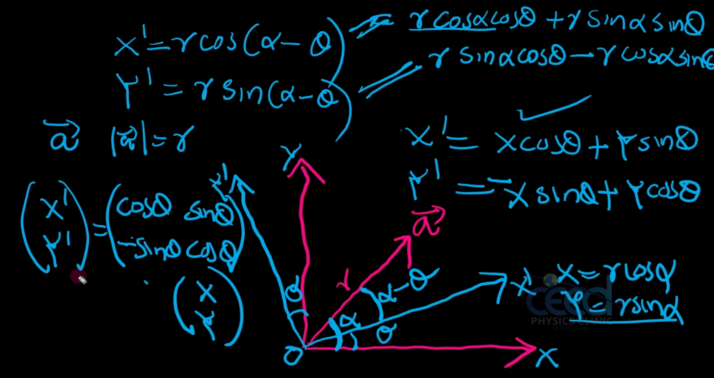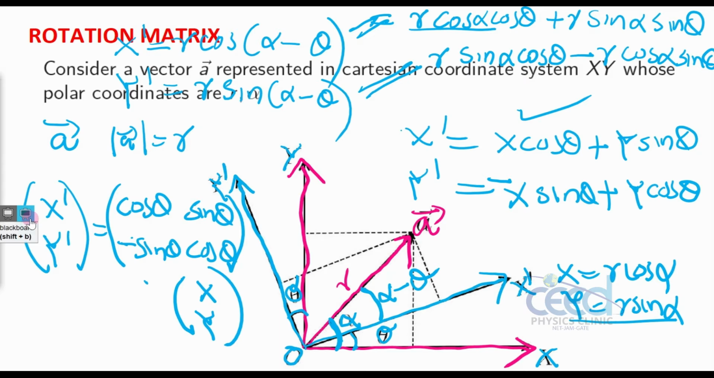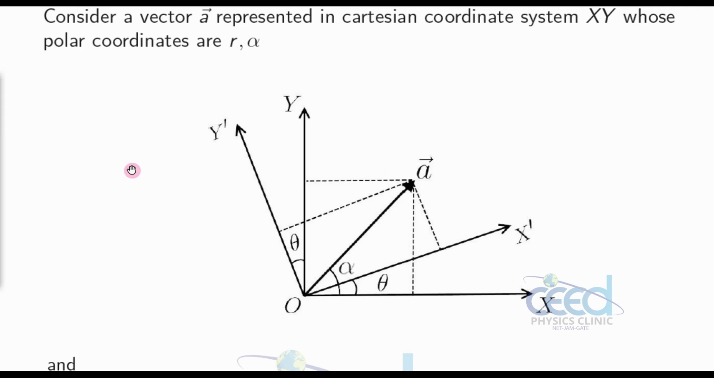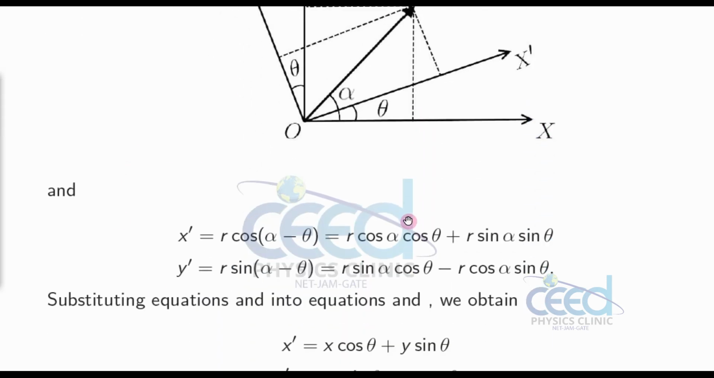Okay, so that is very important. Now let us go to the main screen. Okay, so I can clear this screen. So here you can see the rotation matrix, and here I have given the derivation x dash and y dash.